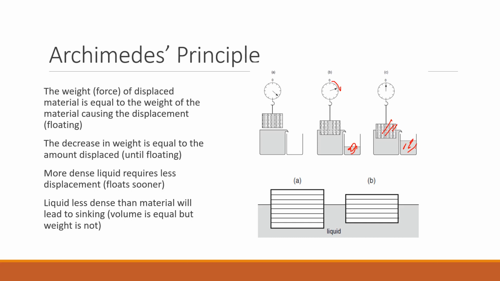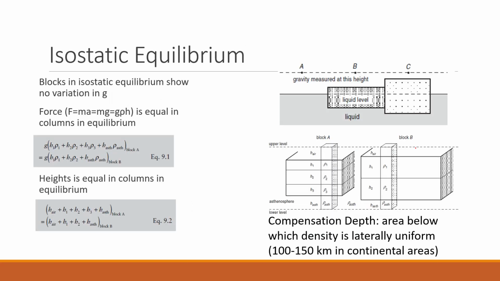It also depends on the material that you're trying to float. So it's much easier to float a thing of styrofoam than a thing of wood. And that depends on the masses and the densities of the different materials. When you have sinking, the liquid is not dense enough to support whatever's trying to float. And so the volume is equal, but the weight's not equal. So you'll displace the same volume, but it won't be the same weight. Isostatic equilibrium is when the blocks are showing no variation in gravity.